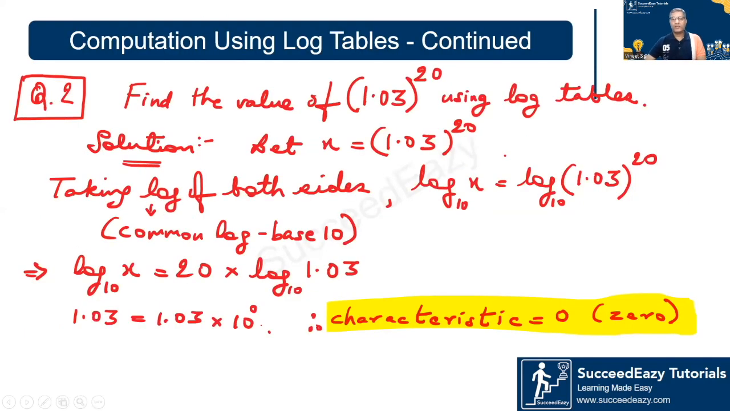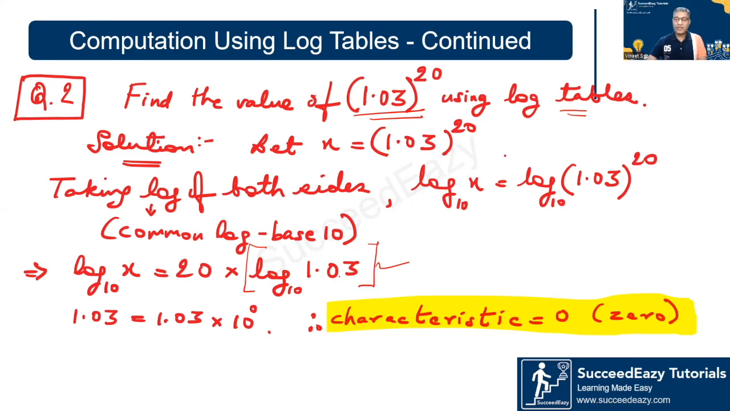Let's continue with some of the other calculations. Let's take another example. Let's find the value of 1.03 to the power 20 using log tables. So let's take x as equal to 1.03 to the power 20. Taking log of both sides, we get log of x to the base 10 equals log of 1.03 raised to 20 to the base 10. Using rule 3, log of x equals 20 times log of 1.03. So now we need to find log of 1.03 to the base 10.